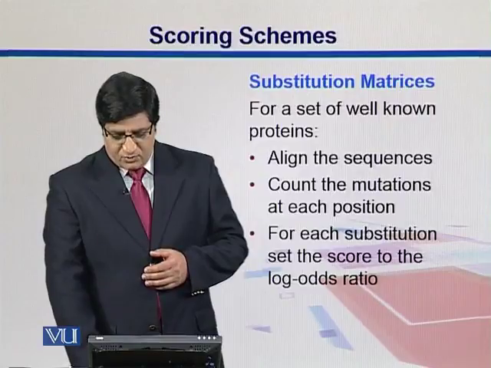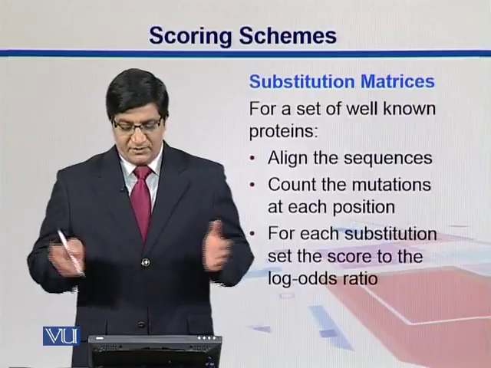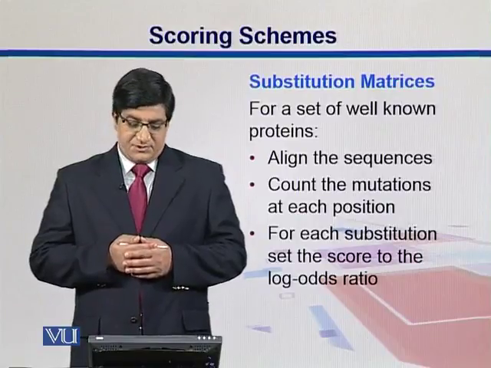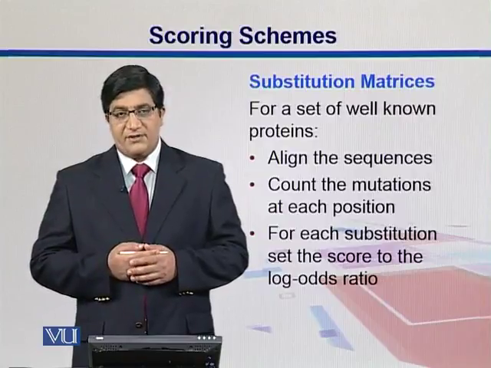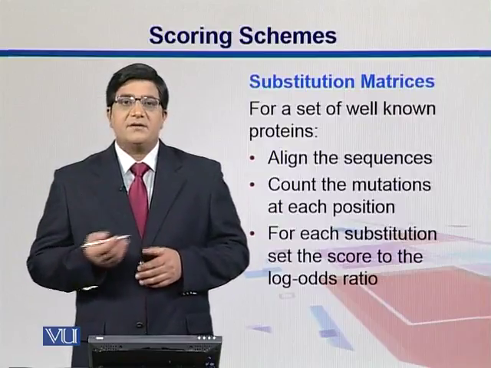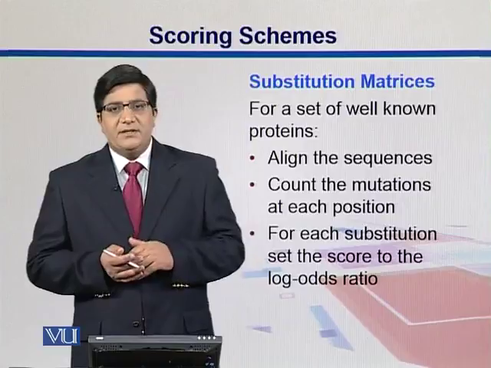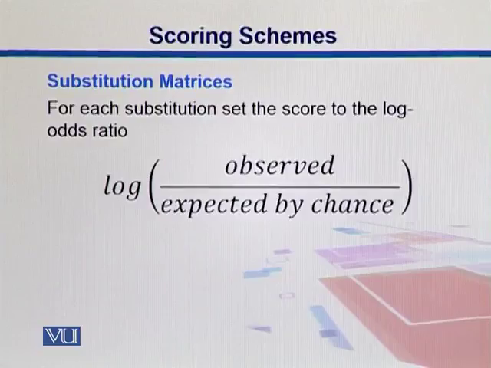So how are these substitution matrices formed? For a set of well-known proteins, we align the sequences and count the mutations at each position, and for each substitution they calculate the log-odds ratio. We get some data sets, and from that data we calculate how many times amino acid A has been substituted by B, and then we compare it with the expected ratio, and convert it into the log scale. In this way we come up with these scores. We call it log odds, so it is the log of observed over expected.